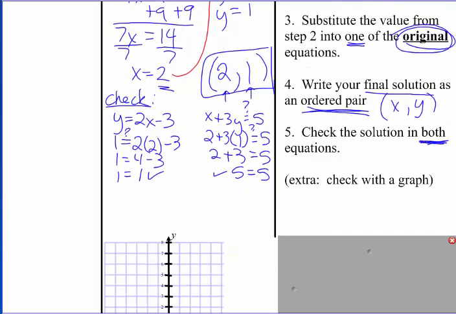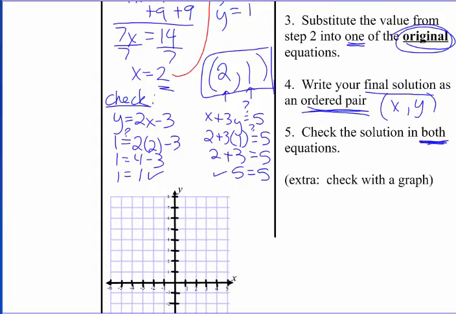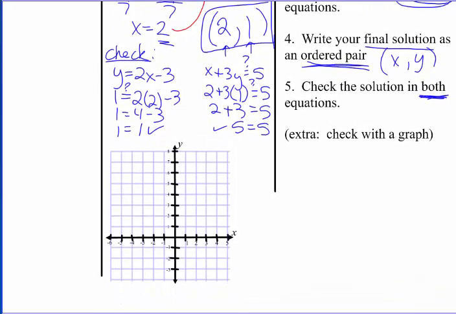Another way to check, and a good way to use on your work samples as a reflection, is to graph it to see if it does intersect at the point that you have found. So then the first one, y equals 2x minus 3. The y-intercept is negative 3. So there's your y-intercept. We have a slope of 2, so we go up 2 over 1. And draw your line. Okay, so that's our first line.